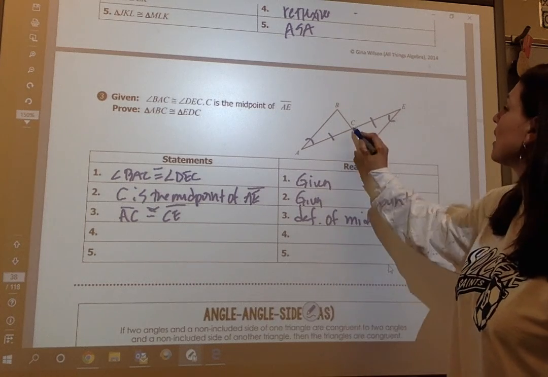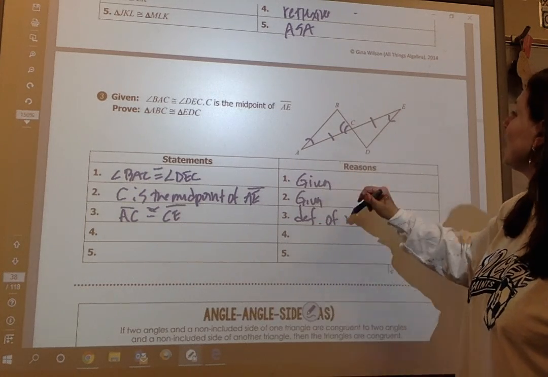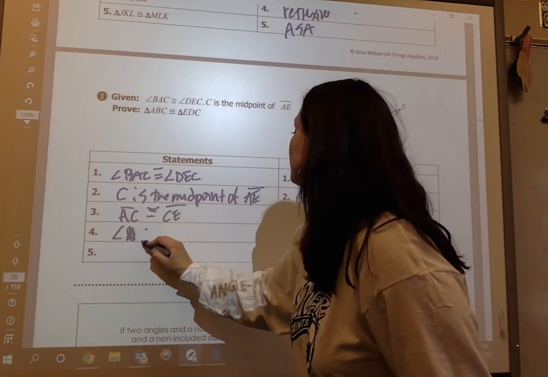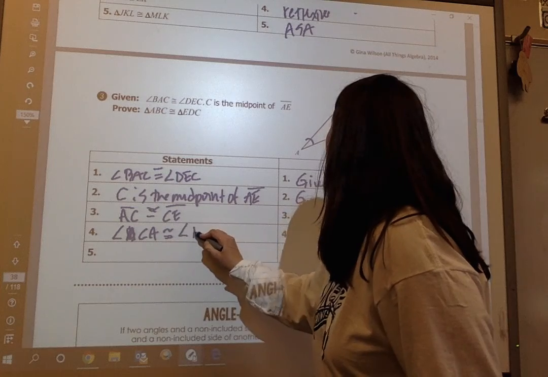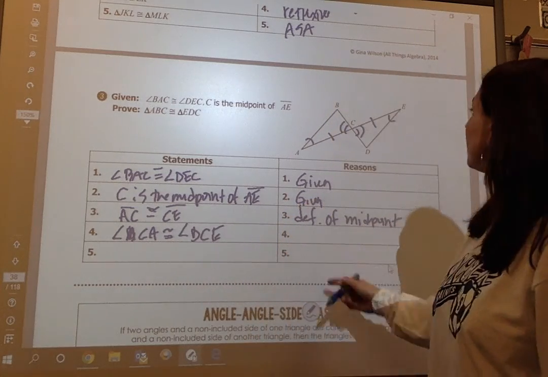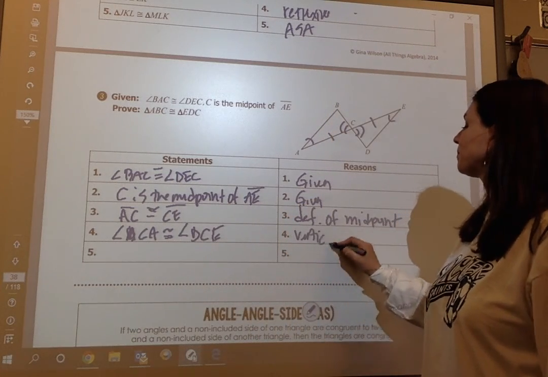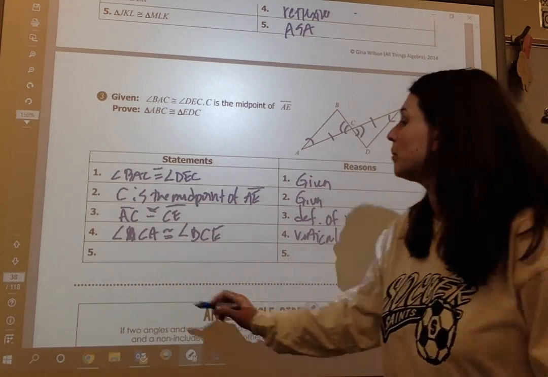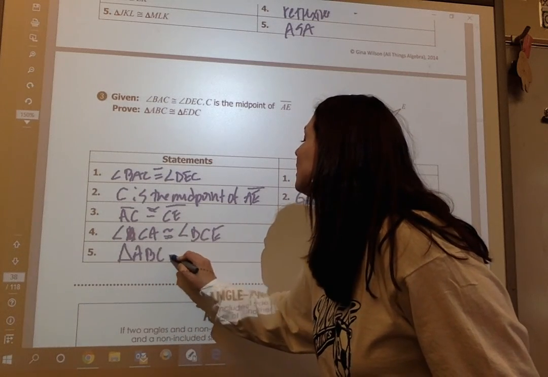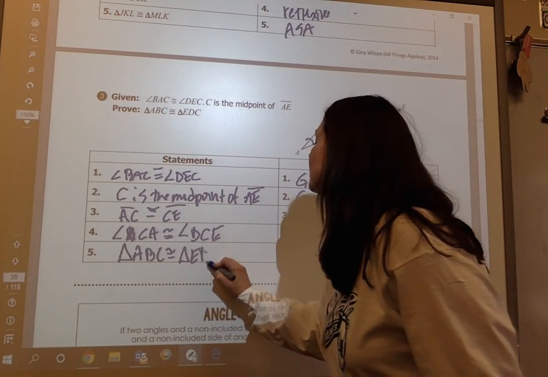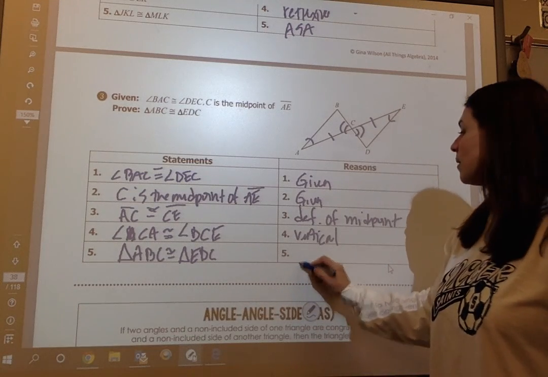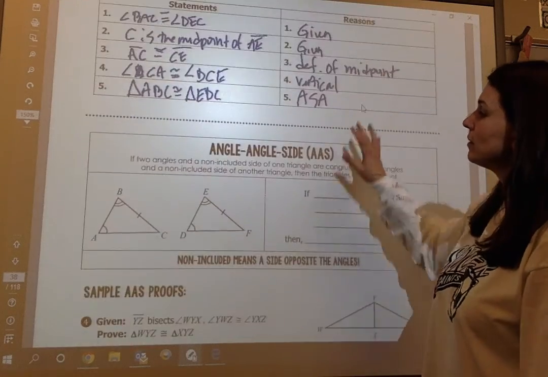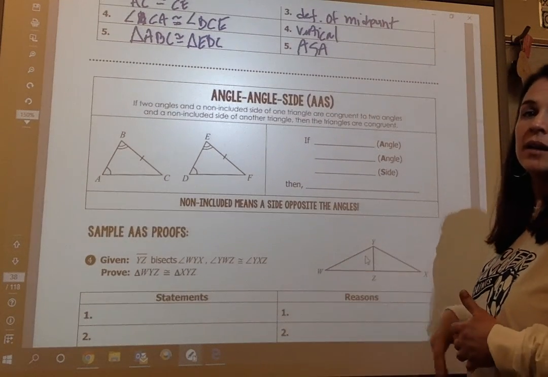I can also say that angle BCA is congruent to angle DCE because of vertical angles. Now I have angle, side, angle, allowing me to prove that triangle ABC is congruent to triangle EDC, and that is my Big Daddy statement of angle, side, angle. Voila. Now, let's move to angle, angle, side.